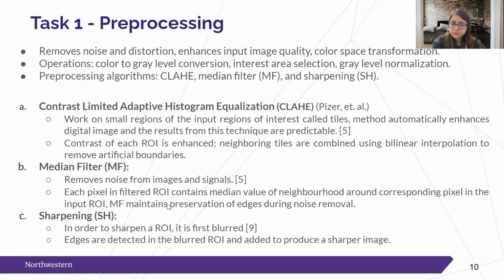And in sharpening, first you blur the region of interest or the image, and then your edges are detected in the blurred region of interest, and that is used to produce a sharper image.